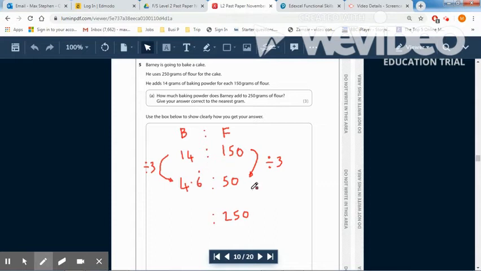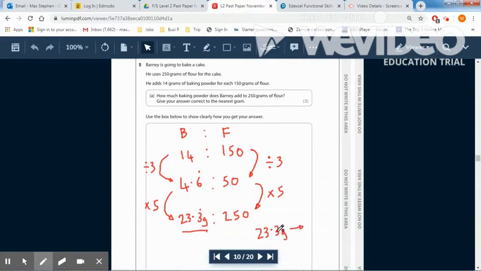Then we need to say, how can we go from 50 to 250? We're going to multiply by 5. So we're going to do that to both sides. So if we multiply that by 5, that's going to give us 23.3 recurring grams. So that is our final answer. It says, sorry, give your answer correct to the nearest gram. So for the nearest gram, we need to do some rounding.